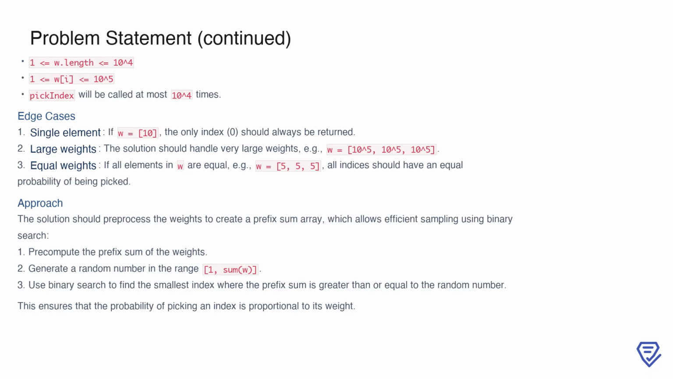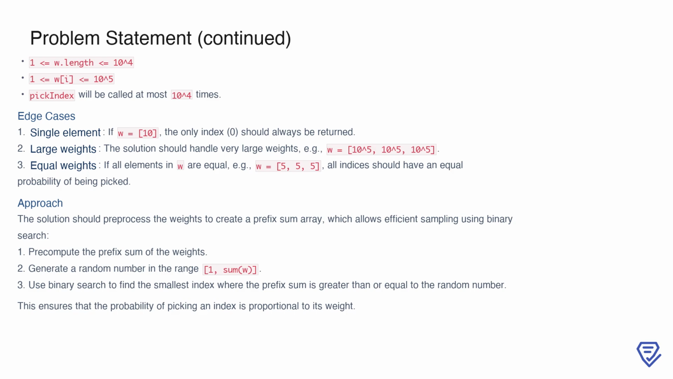The problem comes with several constraints and edge cases to consider. The weight array can have a length between 1 and 10,000, with each weight ranging from 1 to 100,000. Additionally, the pickIndex method may be called up to 10,000 times, so the solution must be efficient.